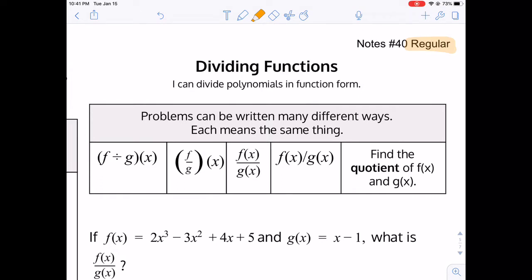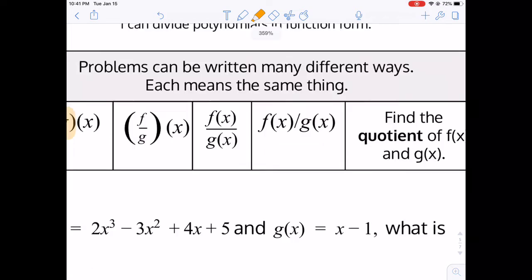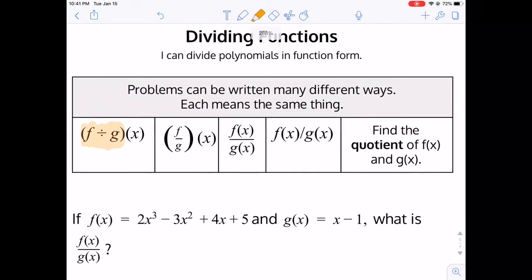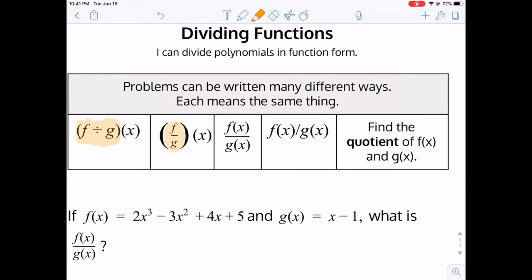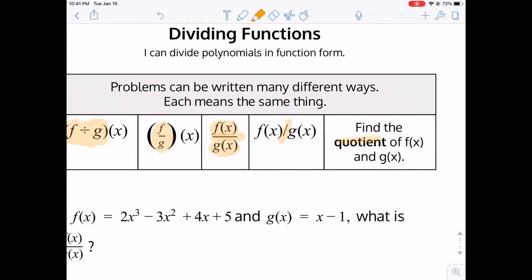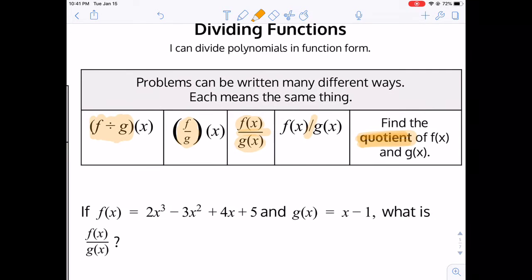So for dividing functions, they can be written in a bunch of ways. It can be like this, where it's f divided by g, and it uses the variable x. Or it can be this way here, with f over g, just written the same way. It can actually be written as f of x over g of x. Or it can be written with the slash that we know also means division. Or they can use the word quotient, and the word quotient also means division. So all of those things mean division. We're going to do the same process no matter what.